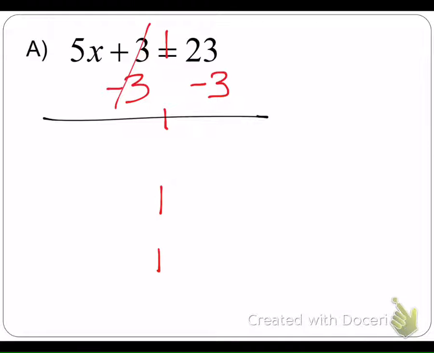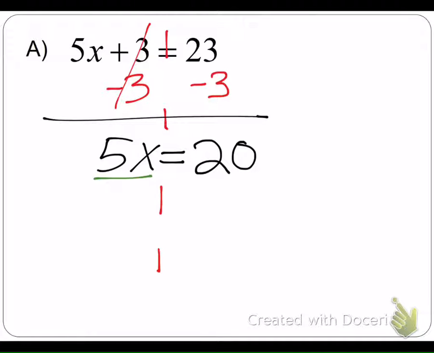All right, so the 5x is still on the left side. The 3's are now gone. Equals, what is 23 minus 3? 20. Now this looks like an equation that we solved yesterday. How would we solve this? Divide both sides by 5. And I'm left with x equals 4.